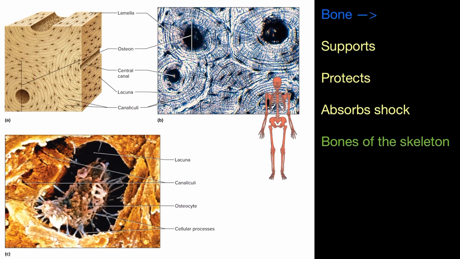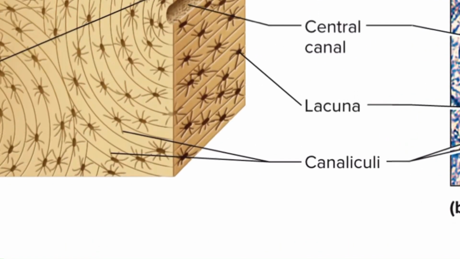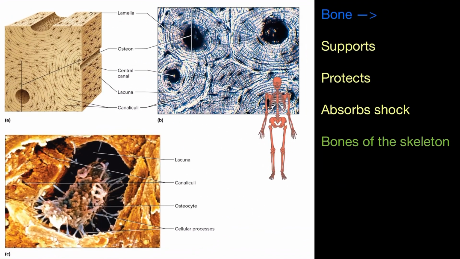Now, canaliculi, you can really see them better in this image. Okay. There are these little extensions. So this right here is an osteocyte, and these little extensions coming out of it are canaliculi. They are little cellular extensions that the bone cells use to communicate with other bone cells and to give nutrients to one another.